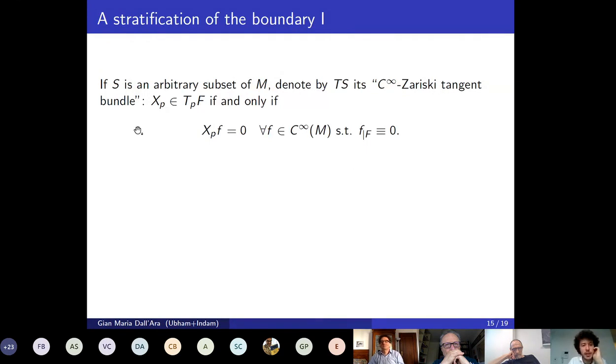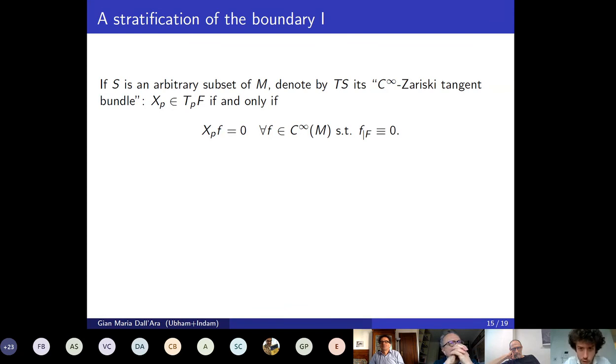Okay, first of all, to define it, let me recall this notion of tangent bundle for an arbitrary closed subset of a manifold. When you have S, a subset of a manifold M, then one is able to define its somehow tangent distribution, I should say. It's not really a vector bundle. A vector is said to be tangent to, I'm sorry, this capital F should be S. So the vector is tangent to S if and only if it kills every smooth function that vanishes on S. So this is the smooth analog of the definition of the Zariski tangent space in algebraic geometry.